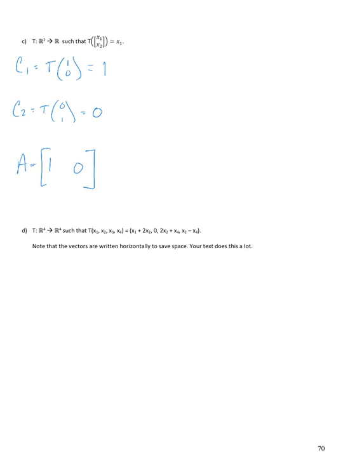And is this one-to-one or onto? So I have one pivot. So every row has a pivot because there's only one row, but every column does not. So every row has a pivot. That tells me that this is onto, and there is not a pivot in every column, which tells me that we are not one-to-one.